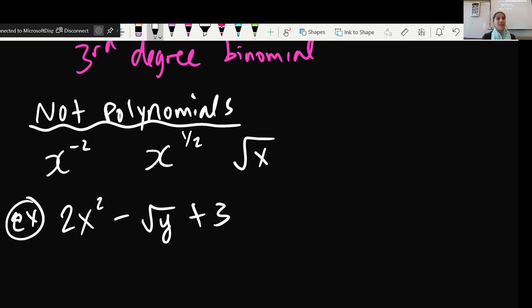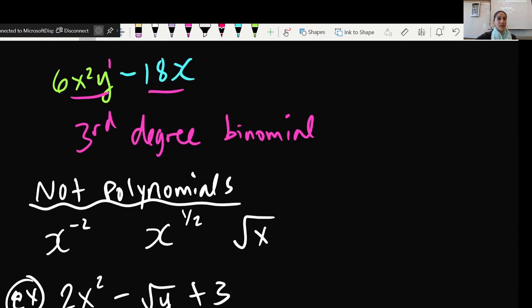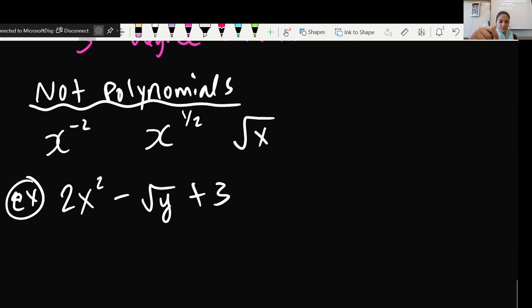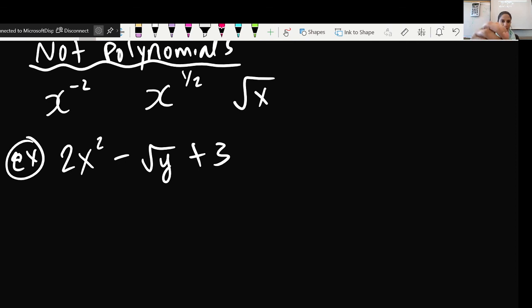Make sense? Eva? No, it's still just third degree binomial. So when we're naming the whole polynomial, we only look to the first term. Make sense? Okay. I think we're good to go.